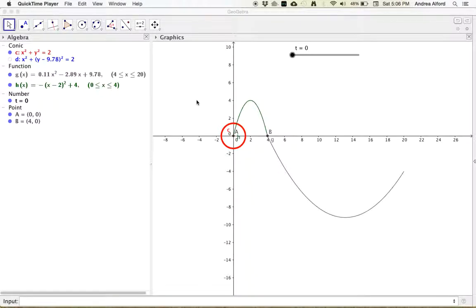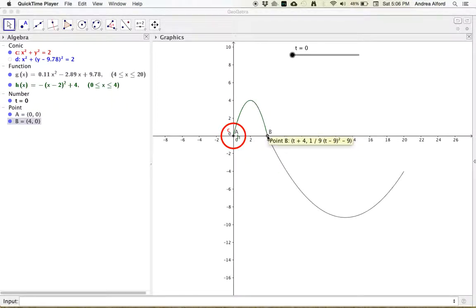Look at another example. I made two curves here. This one is negative (x minus 2) squared plus 4. So I took an upside down parabola and shifted the vertex right 2, up 4. We're very good at that now. And I set that from 0 to 4.